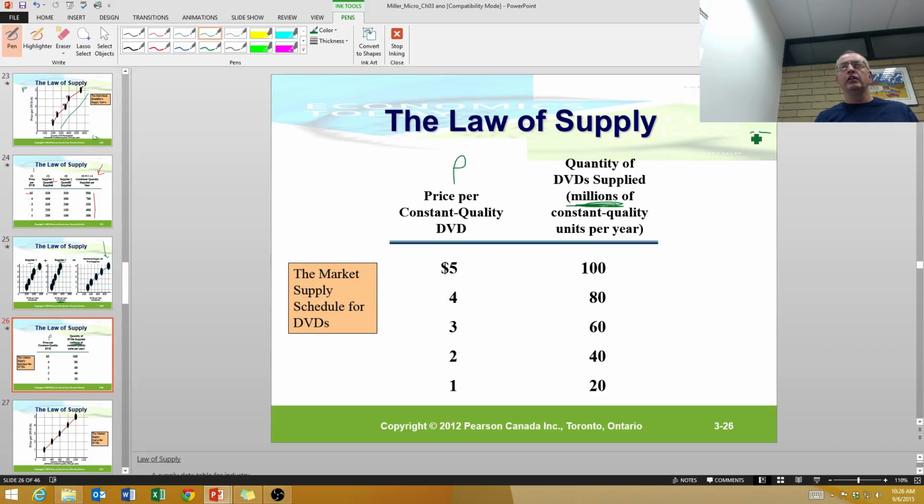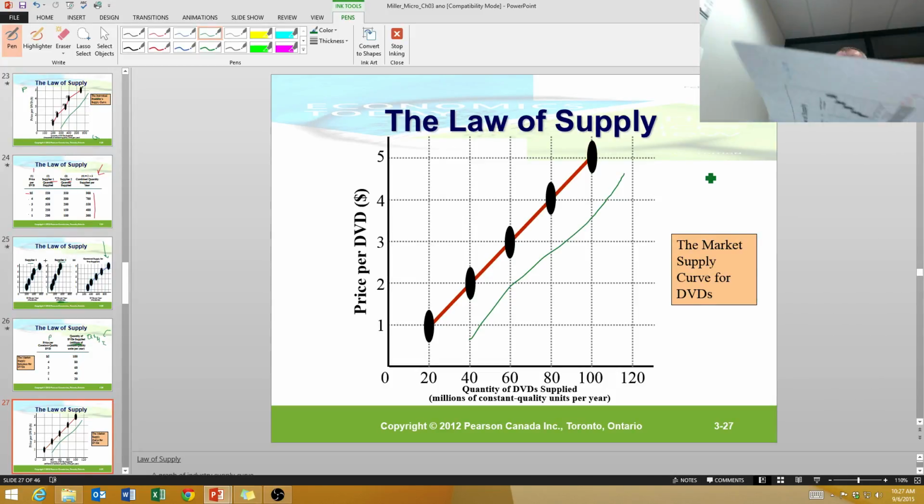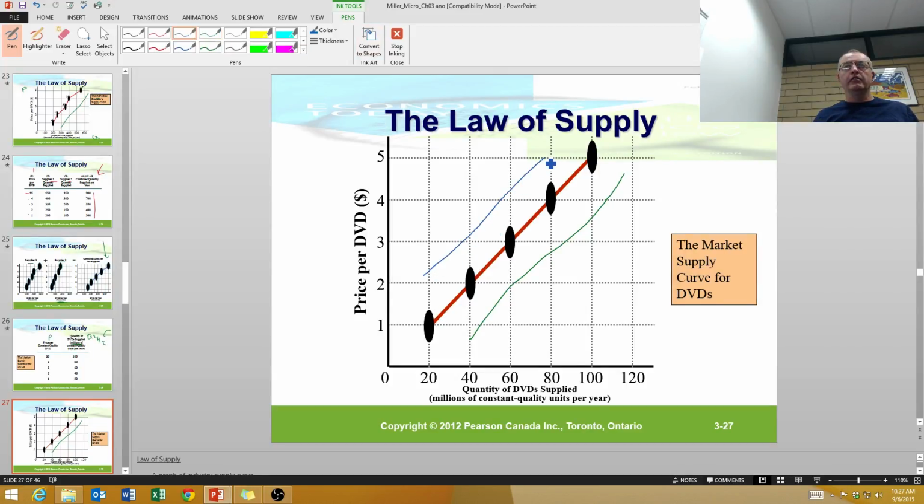So here's our price, and here's our quantity. Here's our quantity for the industry. And of course, we can plot that, and we get the same upward sloping supply curve for the industry as a whole that we have for each individual producing firm. So again, just like the demand curve, if we move along the supply curve, it's due to a change in price. So changes in price are the cause.